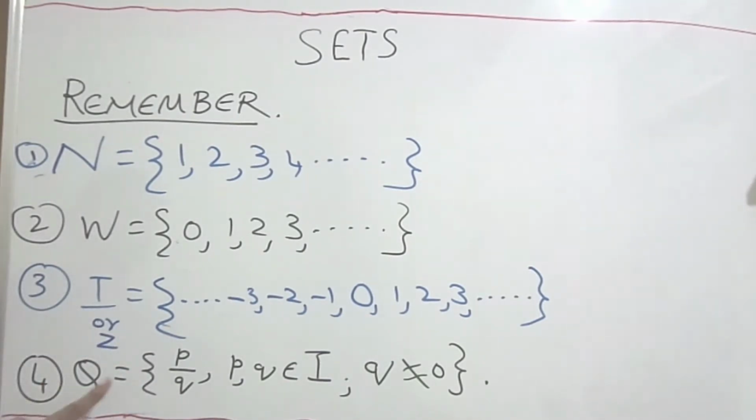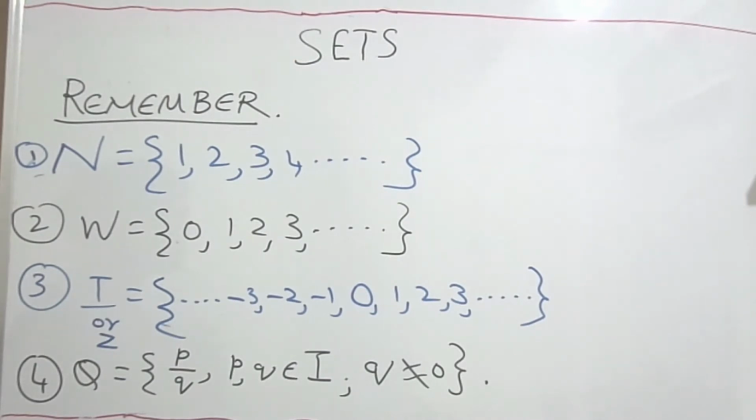Next, rational numbers, denoted by Q. This is what you all studied last year. It is denoted in set builder form like this: P upon Q, where P is on top and Q is at the bottom, both belong to the set of integers, and the denominator should not be 0 because division by 0 is meaningless. P upon Q is a rational number.